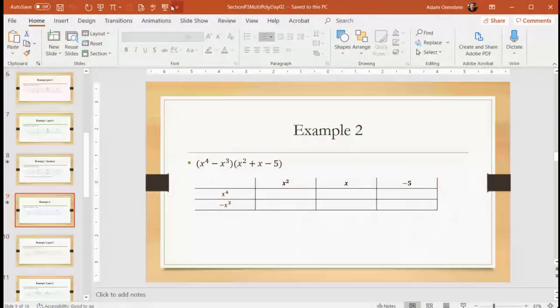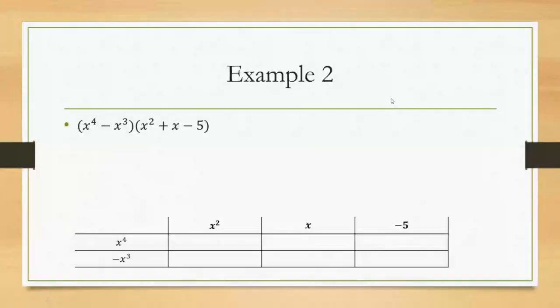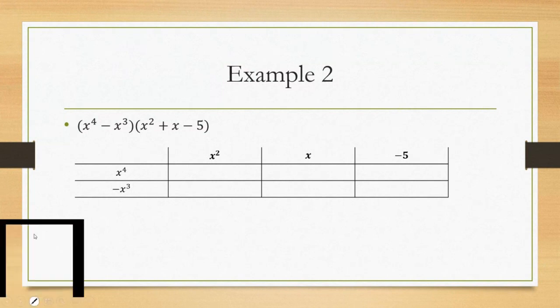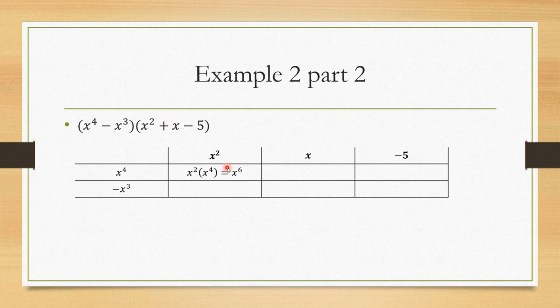So again, we have x to the 4 times x squared, right? And what is that going to give us? Well, that gives us x to the 6th, right? Row times the column term. Here, what do we have? We have x to the 4th times x. That gives us x to the 5th, which we have. Okay, so again, we're multiplying row and column terms.